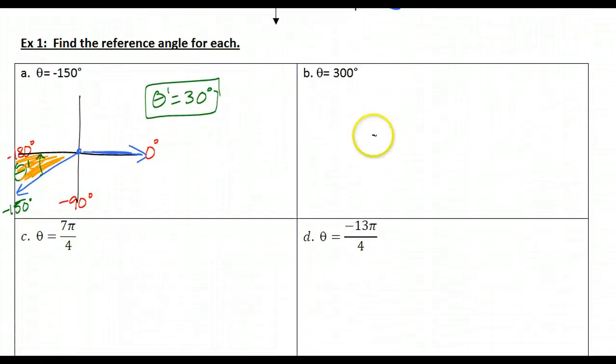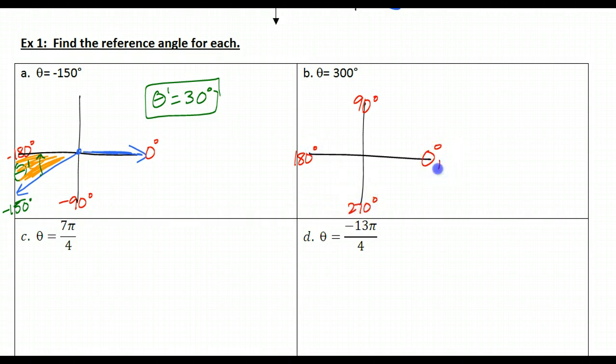Let's do one more, and then we'll see if we can come up with a formula for this. This time I've got 300 degrees. It's a positive angle, so when I go through and draw my angle, I'm going to label in the positive direction. Here is my angle, approximately 300 degrees. And again, I have to ask myself, what's the distance to the x-axis? How many degrees away from the x-axis is this spot? And if I go from 300 to 360, that is 60 degrees away from the x-axis.